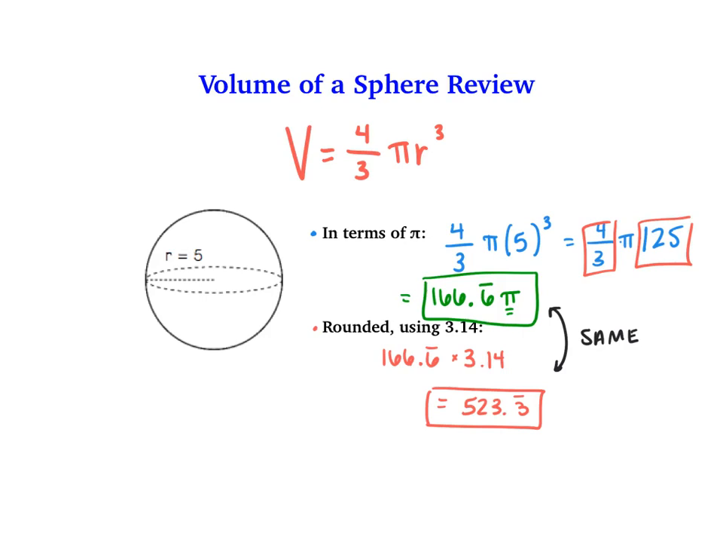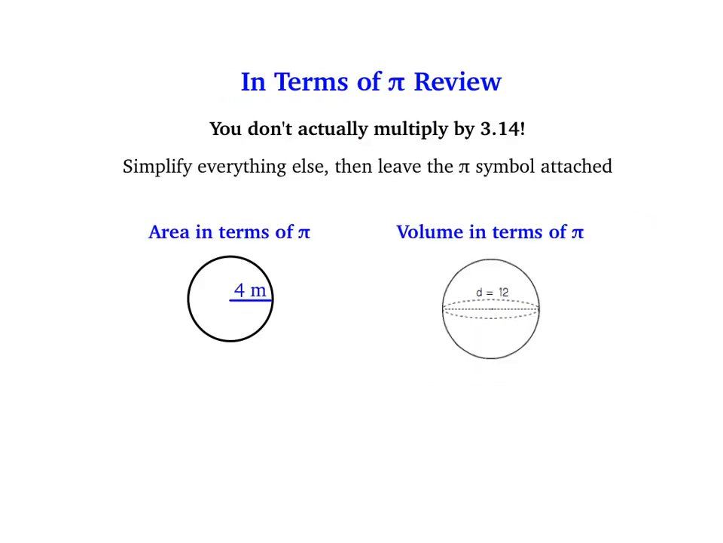Same thing goes here. So occasionally you might be asked to leave your answer in terms of pi, and remember that's everything else but not pi. We'll look at another example to help you remember this. So in terms of pi, you don't actually multiply by that 3.14. You simplify everything else and then you just leave the pi symbol at the end.